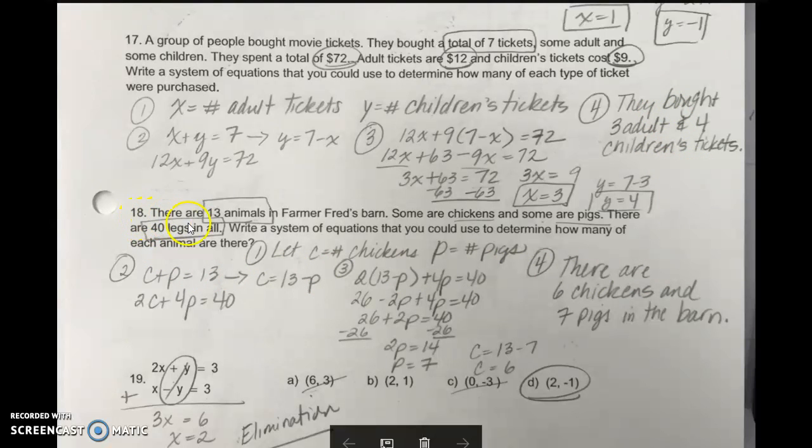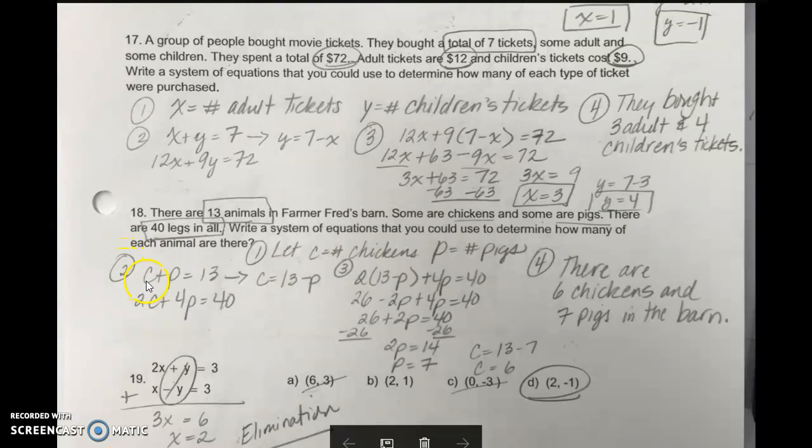And number 18, we are back to one of those farmhouse problems. We did several of these together, so you should be pretty good at them by now. Number 1 is my variable statement. You can use x and y every time if you want. Just for fun, I said let c equal the number of chickens, p equal the number of pigs. It's helpful for me to use a meaningful variable so I can kind of keep them straight in the problem.